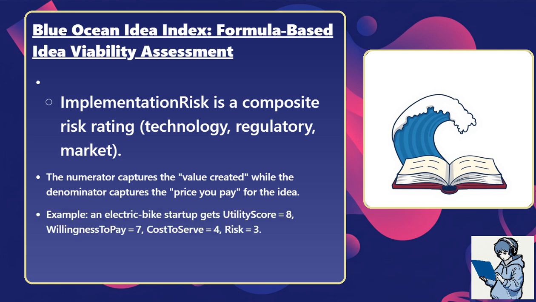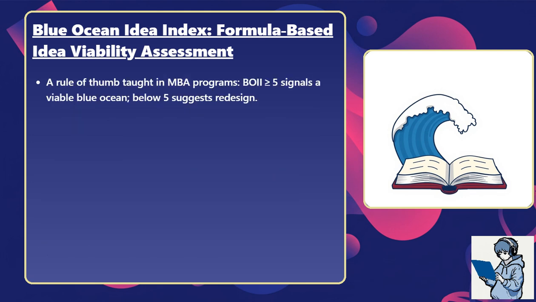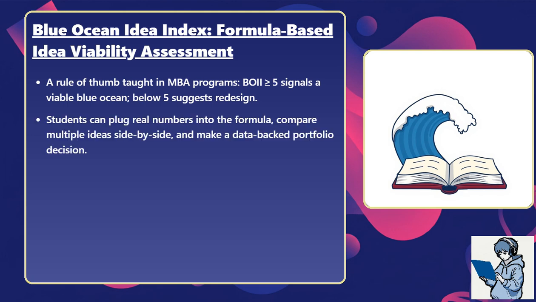Example: an electric bike startup gets utility score equals 8, willingness to pay equals 7, cost to serve equals 4, risk equals 3. BOII equals 8 times 7 divided by 4 plus 3, equals 56 divided by 7, equals 8.0. A rule of thumb taught in MBA programs: BOII greater than or equal to 5 signals a viable blue ocean; below 5 suggests redesign. Students can plug real numbers into the formula, compare multiple ideas side by side, and make a data-backed portfolio decision.